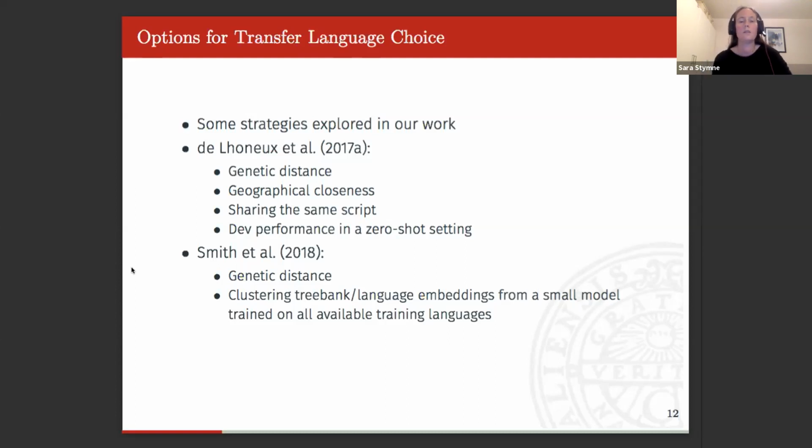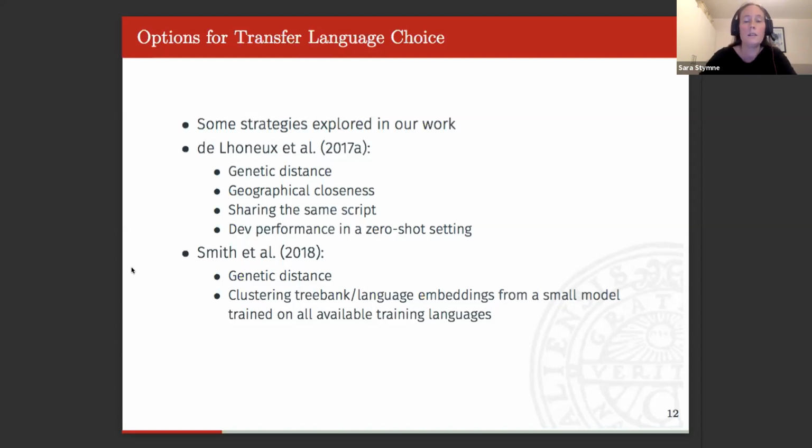And we also looked at the development performance in a zero-shot setting, thinking that the languages that work well in a zero-shot setting might also work well in a joint setting. But of course, this requires us to have a little bit of data for the target language. And in this case, we had roughly 20 sentences per language. So of course, these estimates were a little bit shaky.